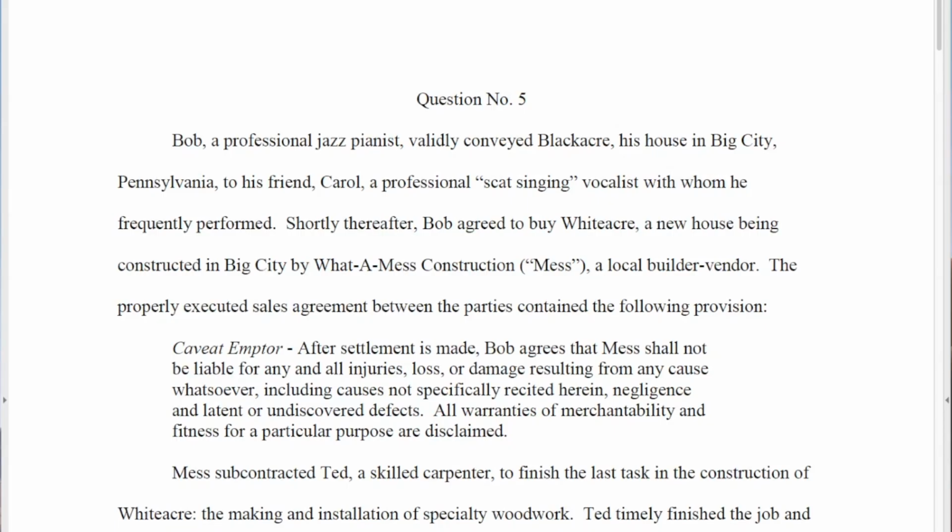Let's take a look at a bar exam question. Some of you may never have seen one of these before, so I'm going to give you the anatomy of a bar style exam question from the Pennsylvania bar exam. This is question number 5, which appeared on the 2015 July bar exam.